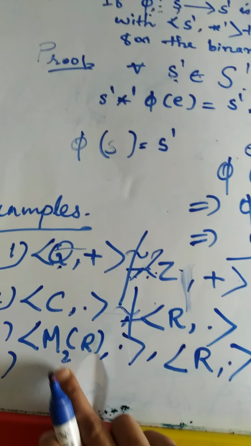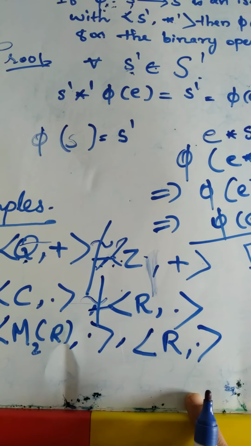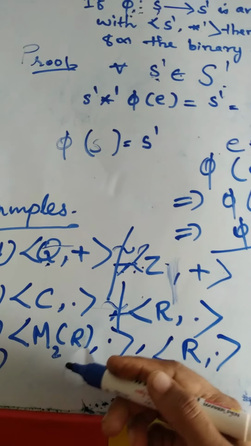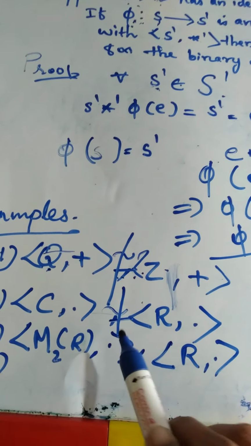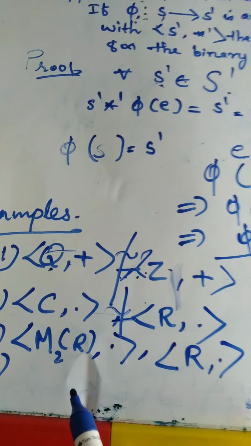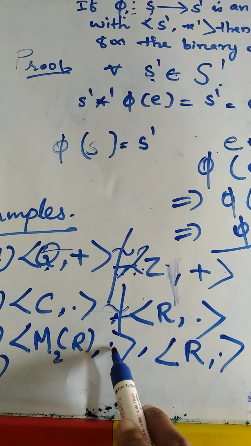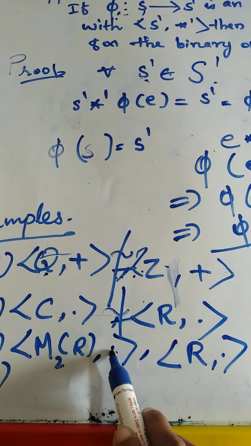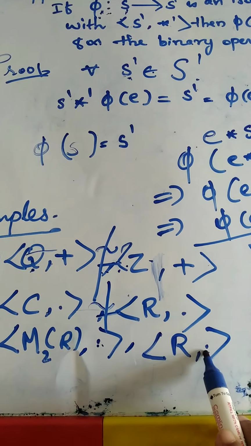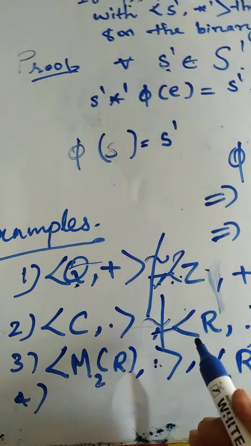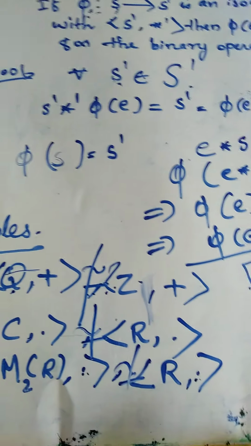What about M2 of R dot and R dot? Once again I repeat, M2 of R means the set of all 2 by 2 matrices with real entries. Here the binary operation is multiplication. But these two structures are not isomorphic. Why are they not isomorphic?